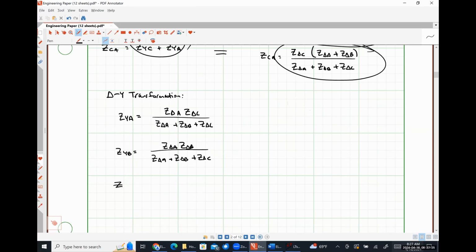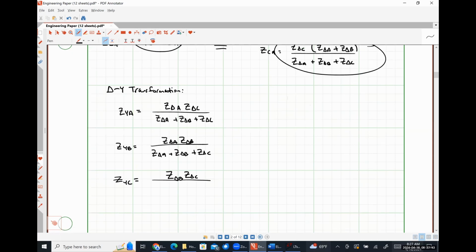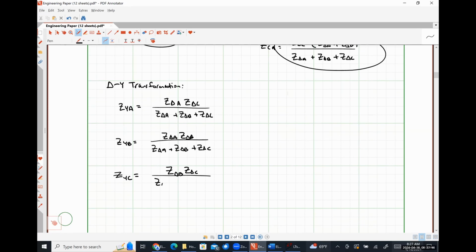And lastly, ZYC will be Z delta B, Z delta C over Z delta A plus Z delta B plus Z delta C. So this is what our generic set of relationships is going to be. Anytime we have a delta-connected impedance, regardless of whether or not it's balanced or imbalanced, we could convert it into a balanced or unbalanced Y-connected load.